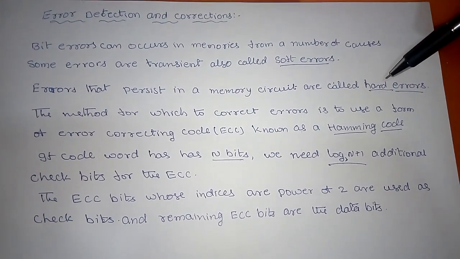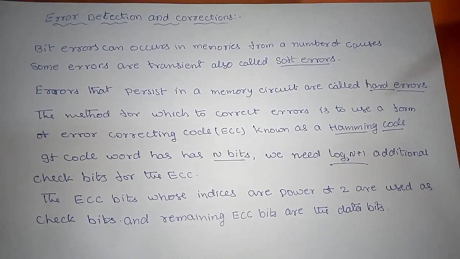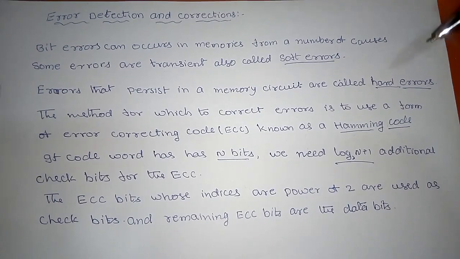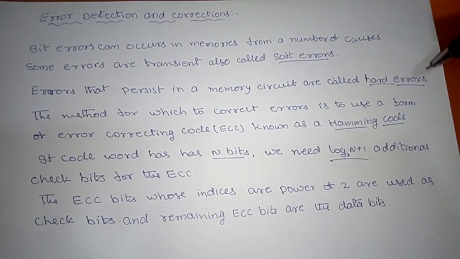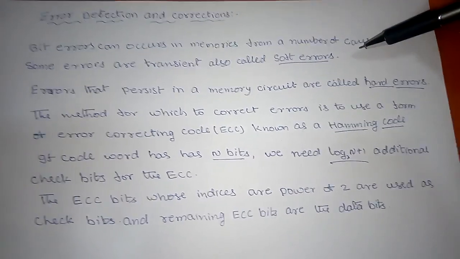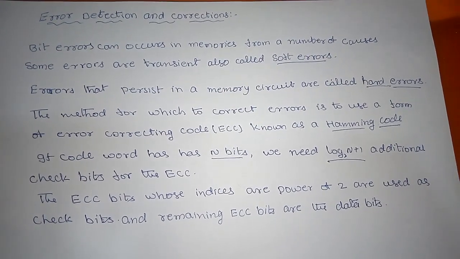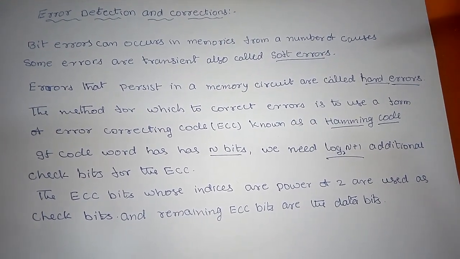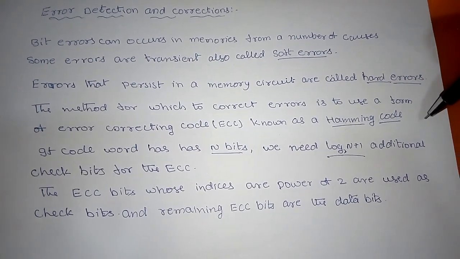What is meant by a hard error? A hard error occurs in the memory circuit at the time of manufacturing. This error cannot be eliminated. Now think about the soft error. How is it possible to eliminate the error? For that, various methods are there.